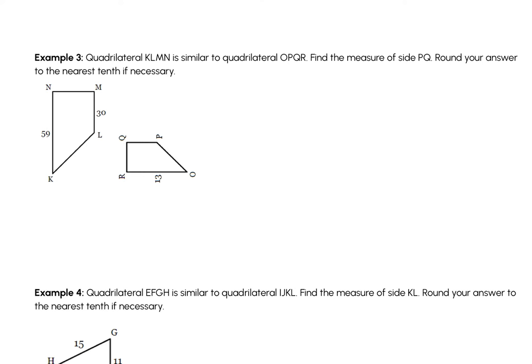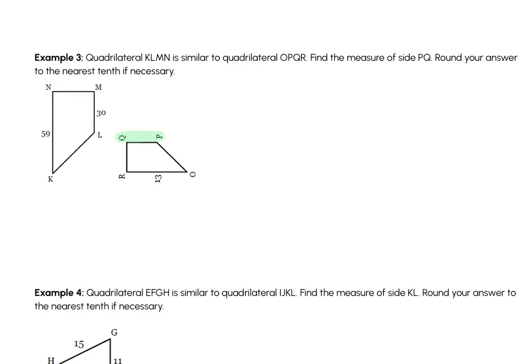It says quadrilateral KLMN is similar to quadrilateral OPQR. Find the measure of side PQ. So I'm going to look for that side. PQ is right here. Round your answer to the nearest tenth if necessary.